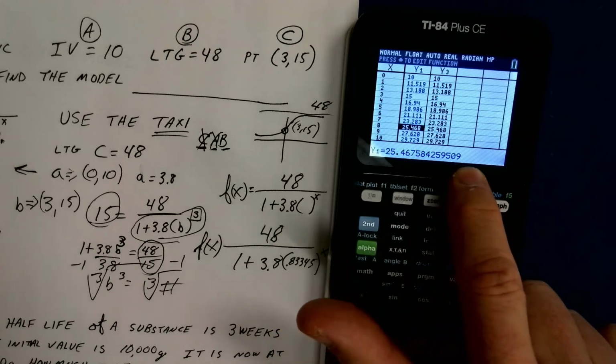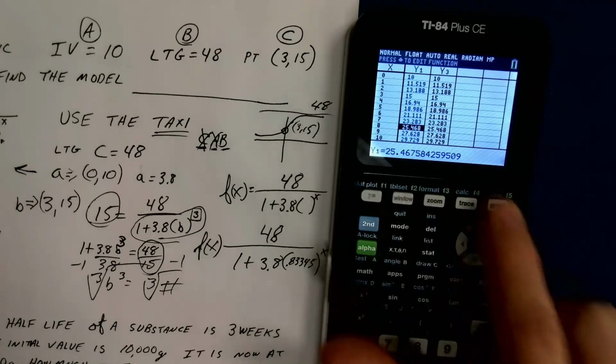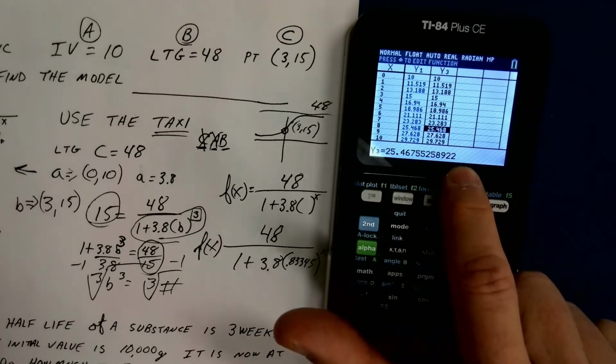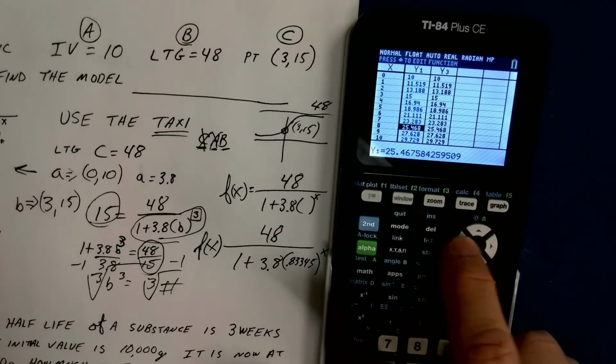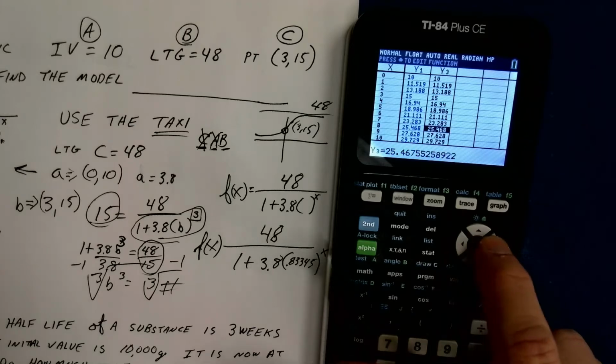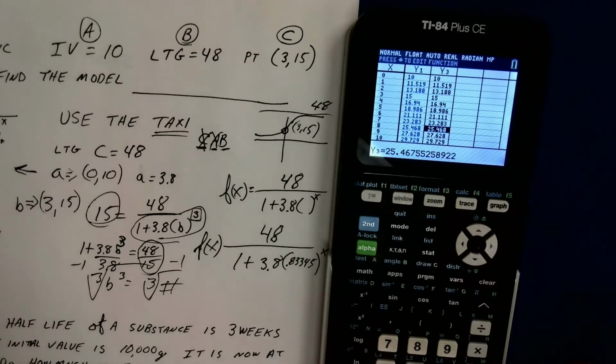So when I read this all the way off, my last digit is a 9. When I go to the right, you can see the last digit is not a 9 anymore. So there is a subtle difference. That's why we want to make sure these things go all the way.